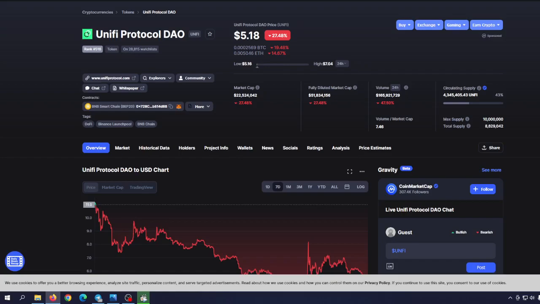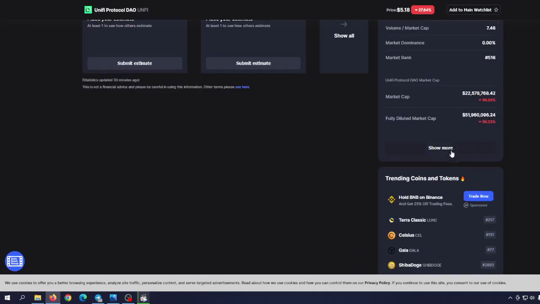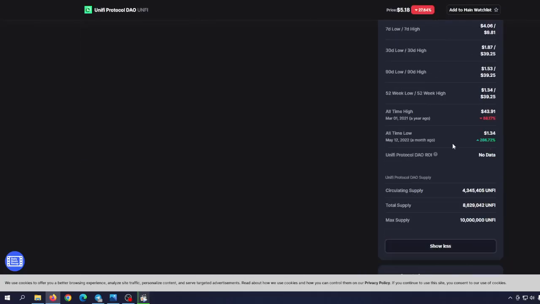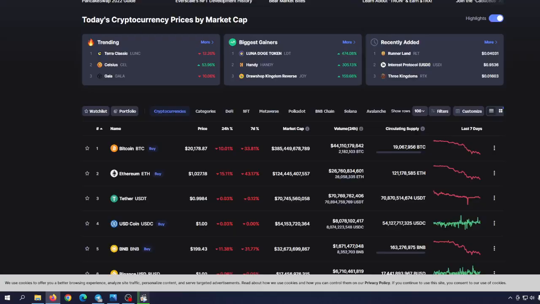Once again, price is $5.18. Volume went down 47% in the last 24 hours. That is not a good indicator, but you don't need me to tell you that. Circulating supply is almost half, so that is also another red flag. But let's see how far we are from the all-time high. According to CoinMarketCap, we are 88% away from the all-time high. But guys, please keep in mind that everything is falling apart right now.